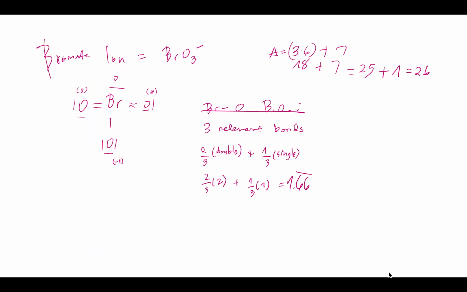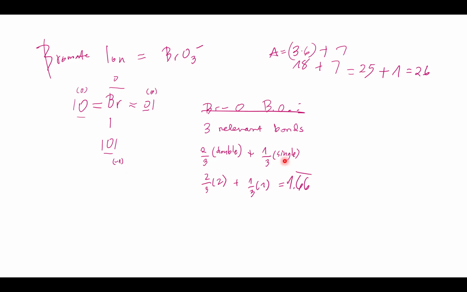You have a zero formal charge on the oxygen and this oxygen as well. But you have a negative charge here, which explains why it is BrO3 minus.